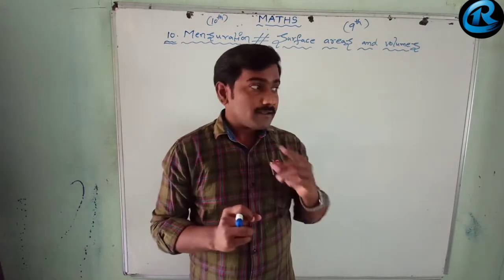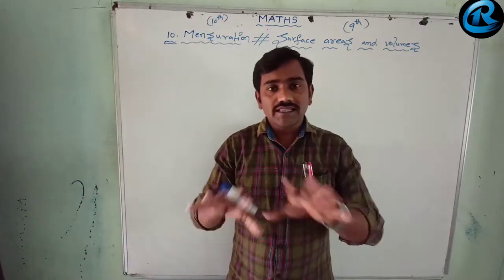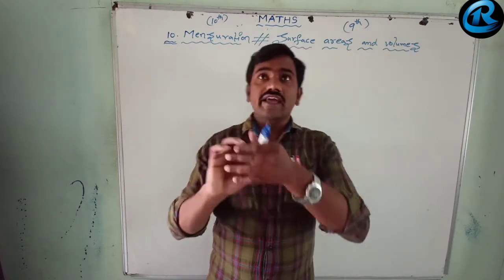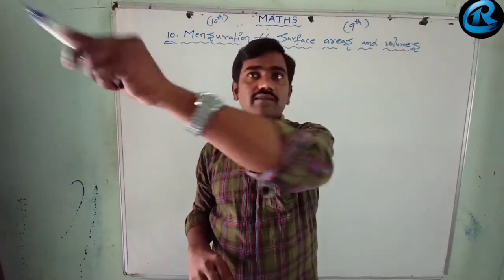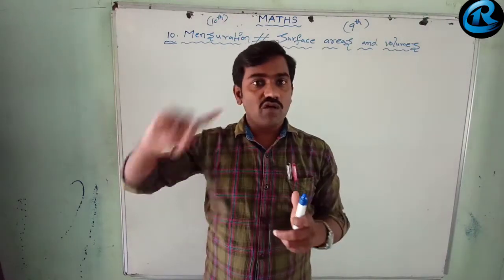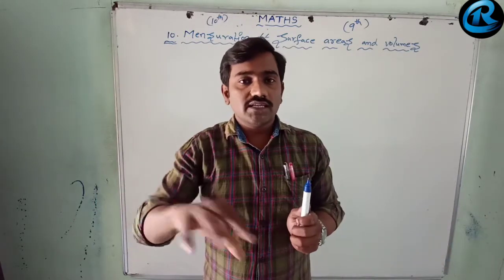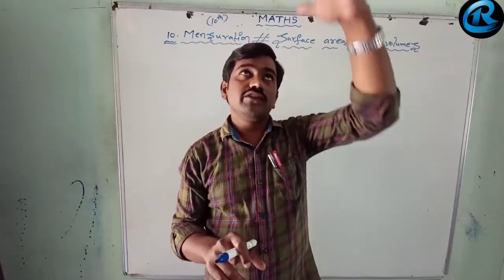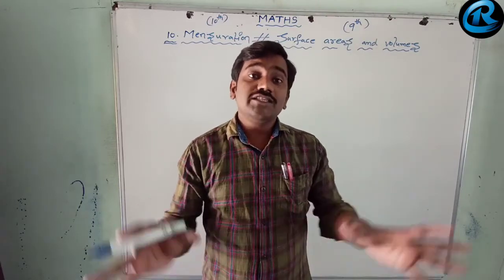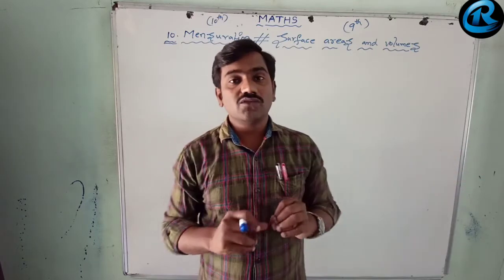Suppose this is a room. The area of these walls is called the surface area. If you find the area of the wall, that is a surface area, and the area of this floor is a surface area. The area of the top is also a flat surface area. What is the meaning of volume? The things which you can keep in this, that's called volume.